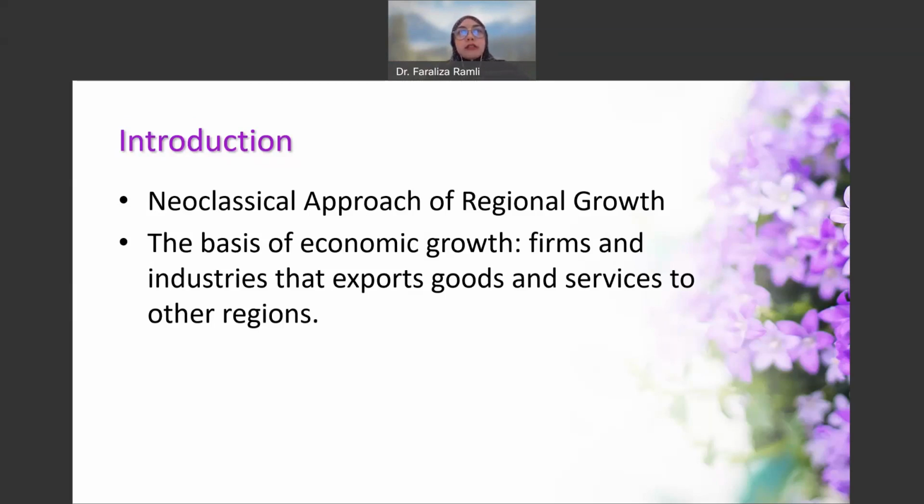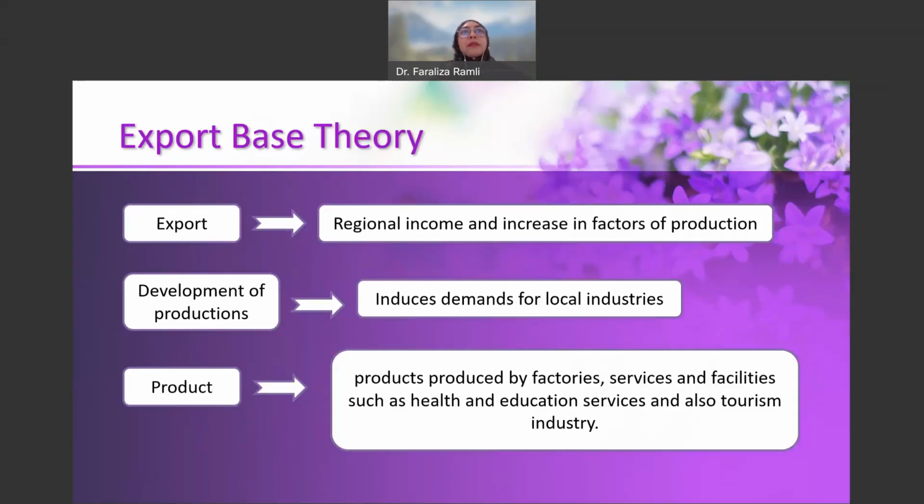Firms and industry that export goods and services to other regions. So that means the basic is about exporting goods and services, depending on the industry, whether the industry produces final product goods or delivers services to other regions. This is the base theory, export-based theory. Of course, export, that's why the name is export.